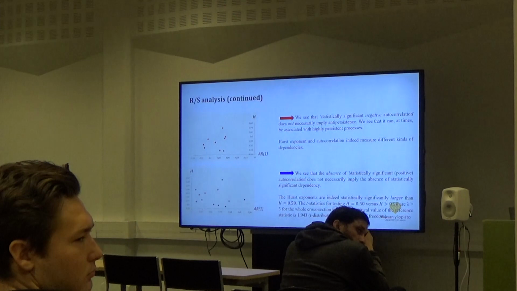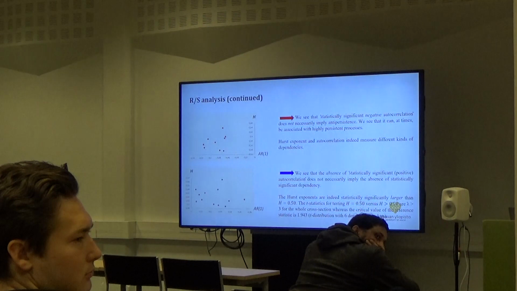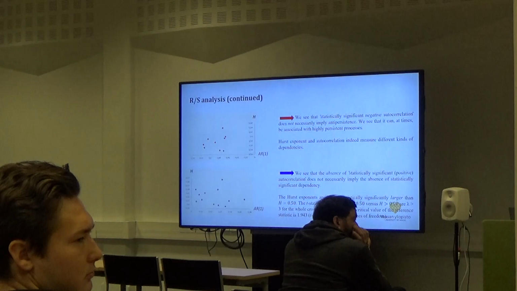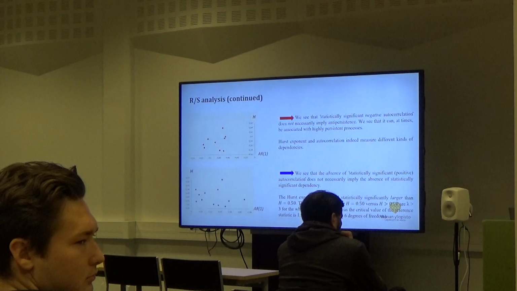So we test dependency versus independency, and we do not test if H is equal to zero. We test if H is equal to 0.5, because we know that 0.5 tells us the data is independent. So if we know the point estimate is 0.6, then we would test if H is larger than 0.5 versus H is 0.5. And what we do here is a one-sided test.